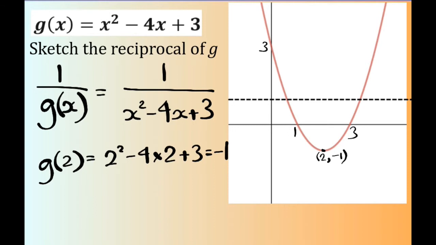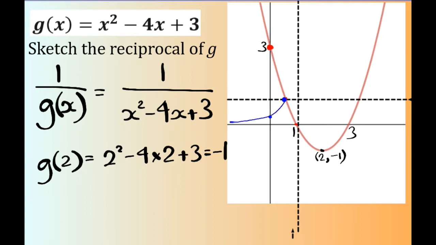First of all, I want the reciprocal of 3. That's 1/3. Then the reciprocal of 1, which is 1 itself. And next we need the reciprocal of 0. This means we have an asymptote. We can now draw the first part of the curve.